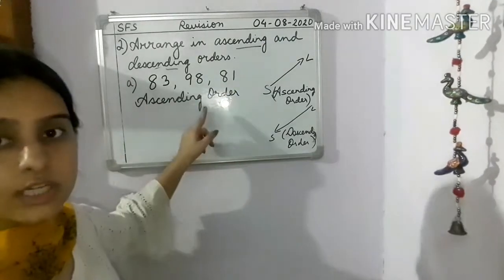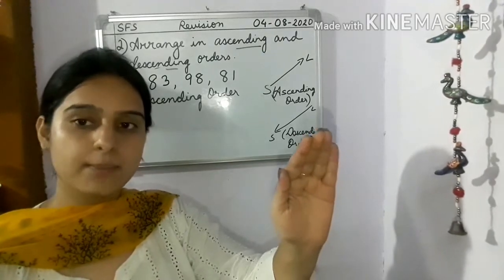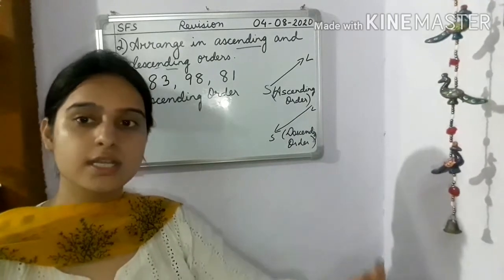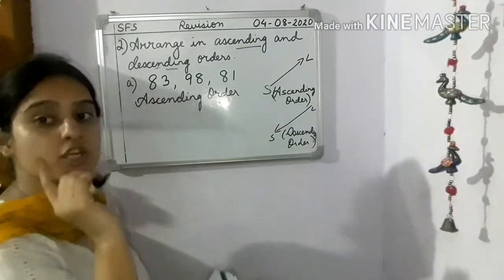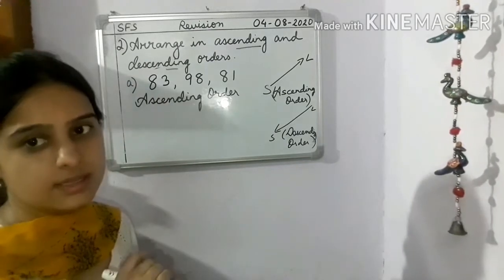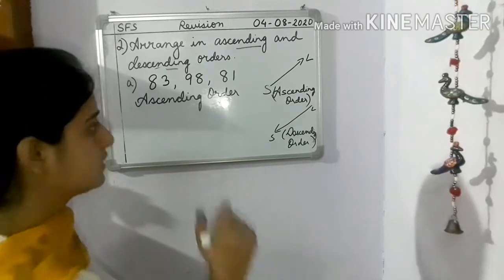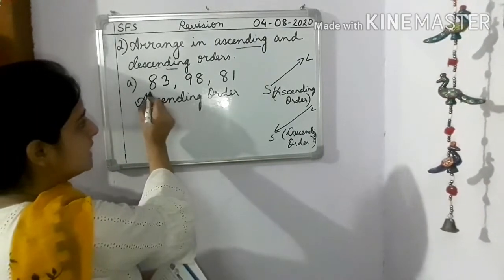Now ascending order means what, children? You are going up the stairs. Okay? So going up means you are going from smallest to largest. So children, we are going to arrange the smallest number first, then we will move towards the largest number. So when we compare numbers, children, we always start from the tens place.